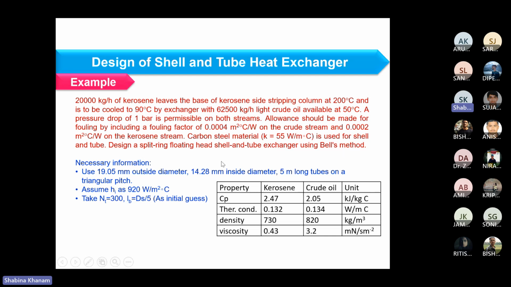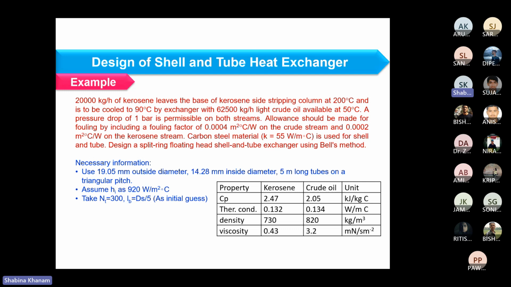So if you see, first, whatever calculation we proceed for shell side, using Bell's method, you need to find out HOC. Okay, HOC will be based on Reynolds number, and Reynolds number will be based on that shell side velocity, which we call as US. Okay, cross flow shell side velocity.